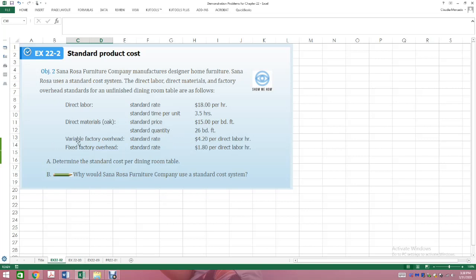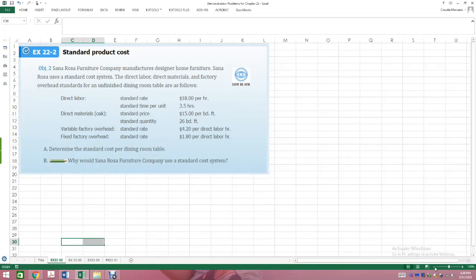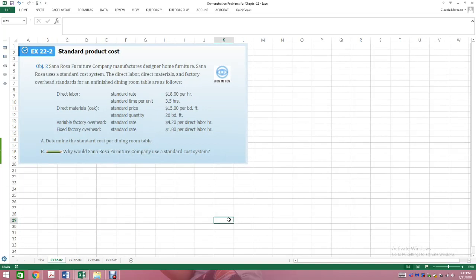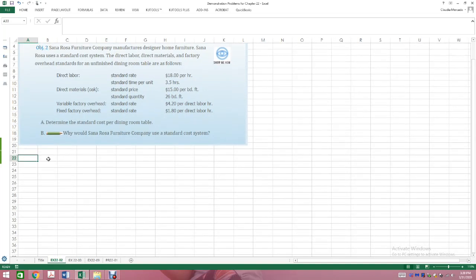The variable factory overhead, the standard rate is $4.20 per direct labor hour. And the fixed factory overhead, the standard rate is $1.80 per direct labor hour. They are asking us A, to determine the standard cost per dining room table, and B, why would Santa Rosa Furniture Company use a standard cost system? Let me make this a little bit smaller, that way I can work it out. So I'm going to be working down here.